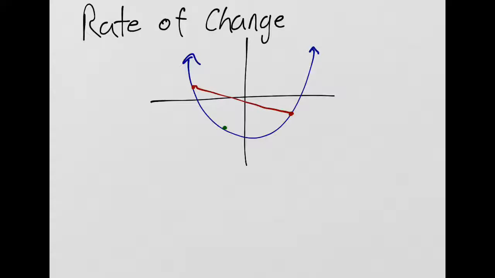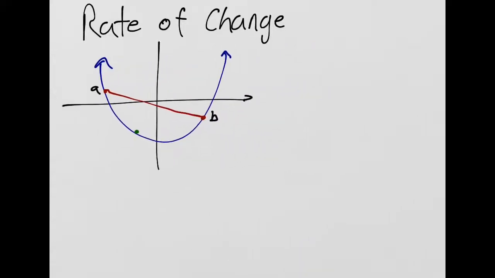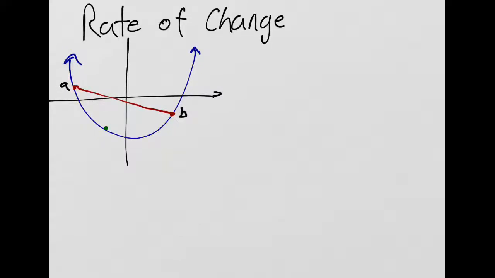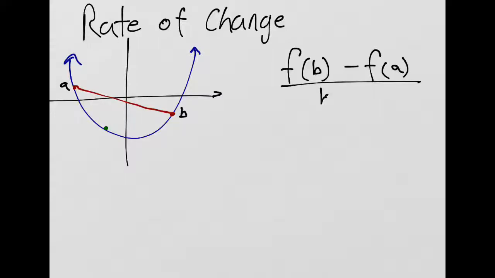When we're dealing with this rate of change, we generally use the lower value being called A and the higher value being called B. This is along this axis here. The reason for this becomes evident when we put it into the formula. Now, looking at the formula for the average rate of change, which is given by the function evaluated at B minus the function evaluated at A, divided by B minus A.